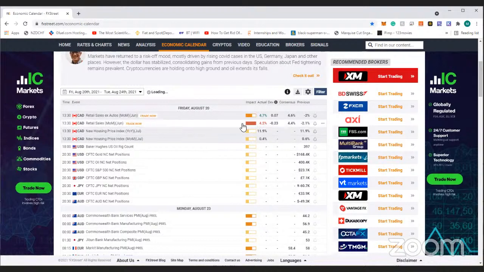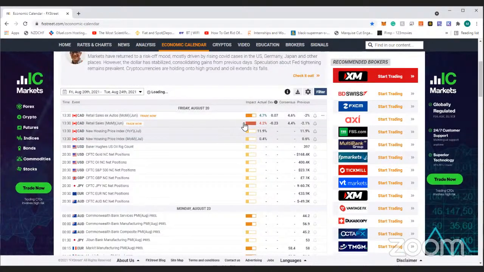So month on month, retail sales in June is at 4.2%, and the previous month was minus 2.1%. So we've seen a 6.1 gain right there. Although it's not the consensus, that doesn't really matter. Now the retail sales excluding automobiles is at 4.7%, so it's better than expected, but that's medium impact.